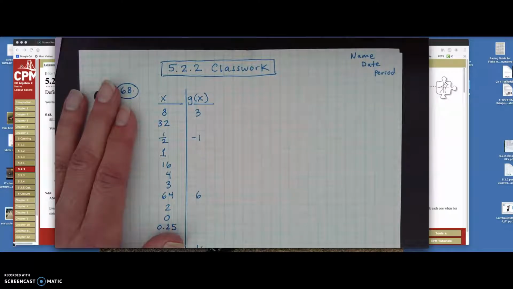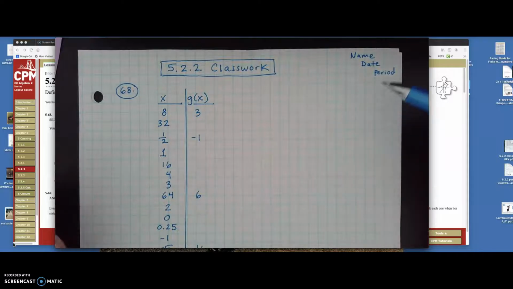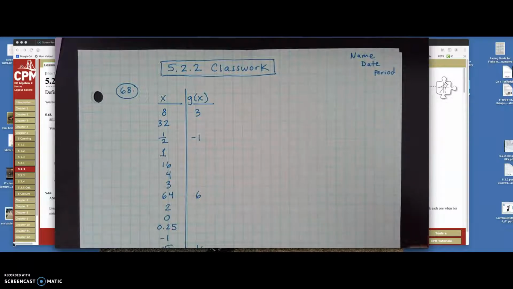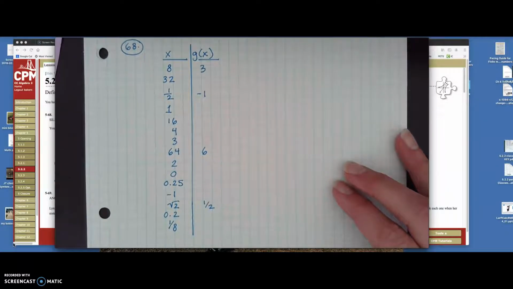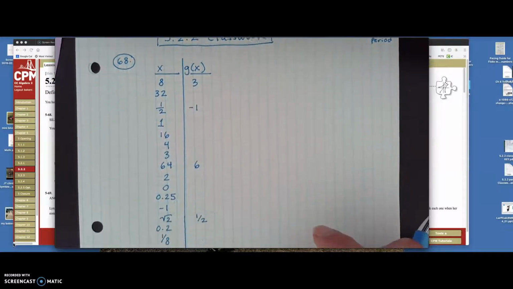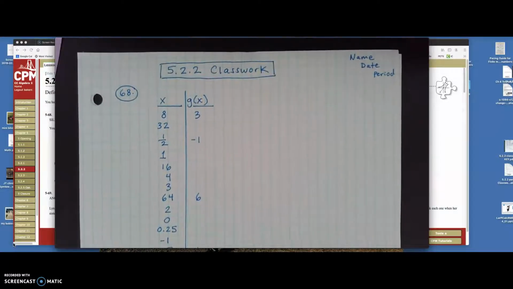Hello everyone, we're going to do the 5.2.2 classwork today. And the first thing I'd like you to do after you put your title on the paper is write down this X and Y chart. It says G of X, but we know that that is interpreted the same thing as a Y value. So what we're going to do is answer, I think, 2 of the questions on the classwork for 5.2.2.